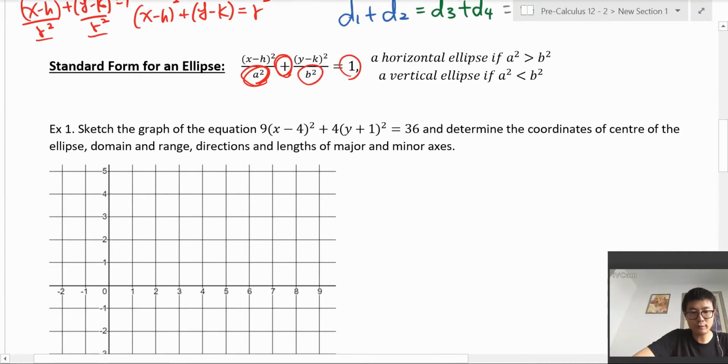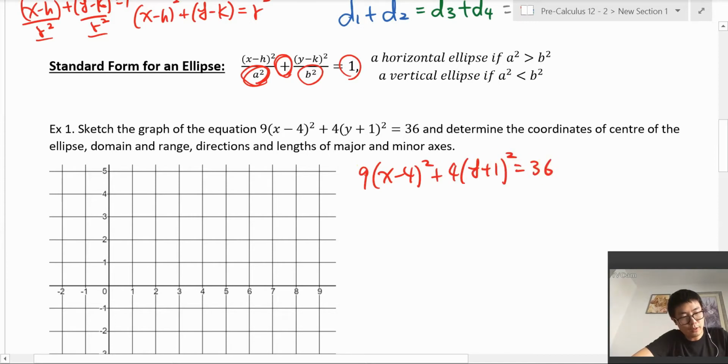Okay, let's actually graph it. So we have an equation 9 times (x minus 4) squared plus 4 times (y plus 1) squared equals 36. This is actually quite close to standard form already. All we need to do is divide both sides by 36. So let me copy down the equation first, and then I'm going to divide both sides by 36.